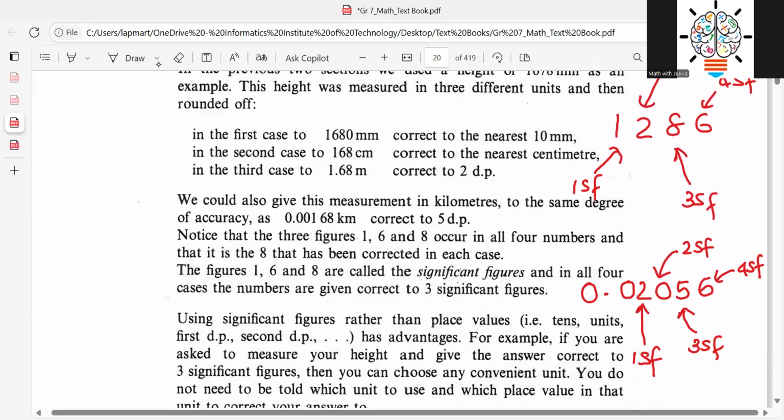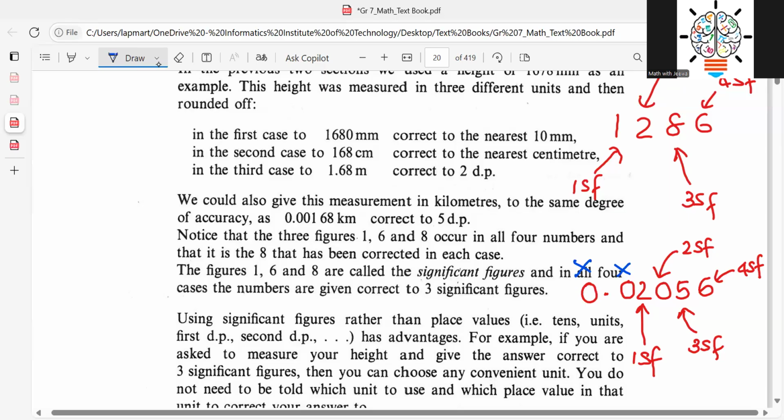Here I have marked 2 as the significant figure, the first significant figure. Number 2 I have taken as the first significant figure. Children, keep that in your mind. Always the first significant figure should be a number between 1 and 9. It can be either 1 or more than that, 9 or less than that.